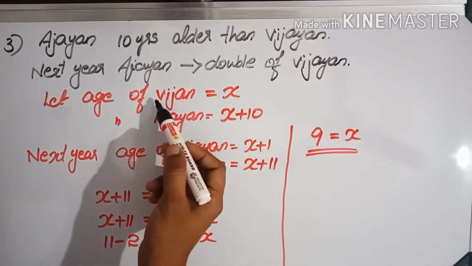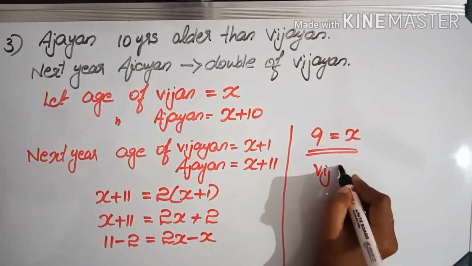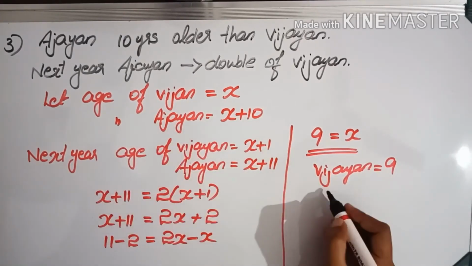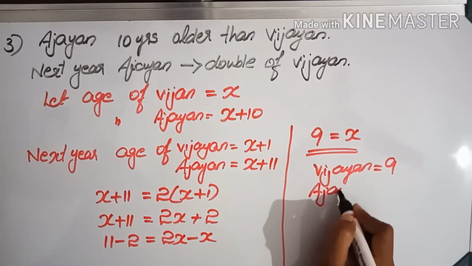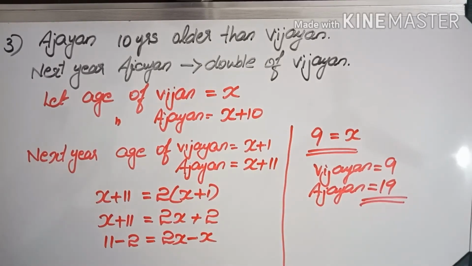x equal to 9 means Vijayan's age is 9. Then what will be Ajayan's age? Ajayan is 10 years older, that means 19. So 19 is Ajayan's age.